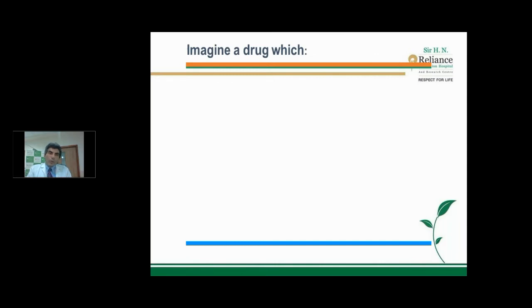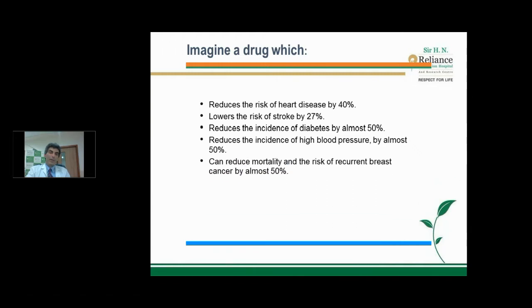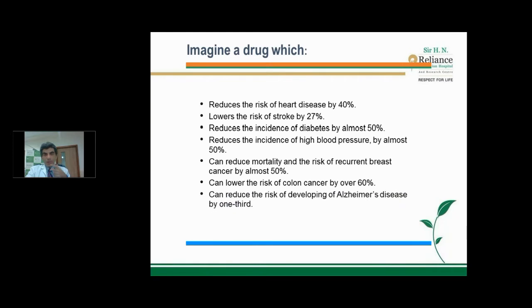So all of you are leading physicians, leading cardiologists. Can you imagine if the pharmaceutical agencies came out with a drug which could reduce the risk of heart disease by 40%? Lower the risk of patient having stroke by 27%, diabetes by 50%. Between heart disease, stroke, and diabetes, most of our chronic deaths take place, don't they? High blood pressure by about 50%. Mortality and risk of recurrent breast cancer by that much. Colon cancer and Alzheimer's. Can you guess what the price of such a drug would be when it becomes available in the market?